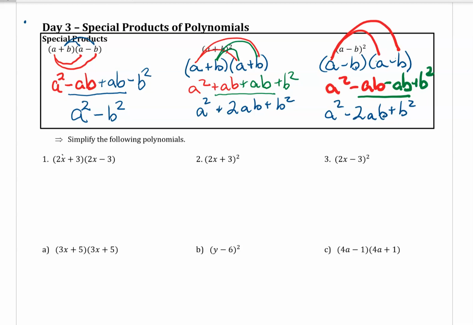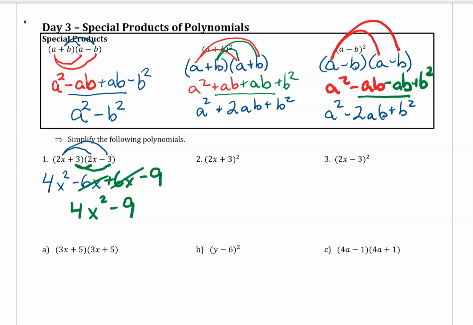So on number 1, 2x times 2x. Well, 2 times 2 is 4, and x times x is x squared. 2x times negative 3, negative 6x. 2x now has been multiplied by each, so I'm going to move on to the 3. 3 times 2x is 6x. 3 times negative 3 is negative 9. My middle terms cancel each other out, and I get 4x squared minus 9.